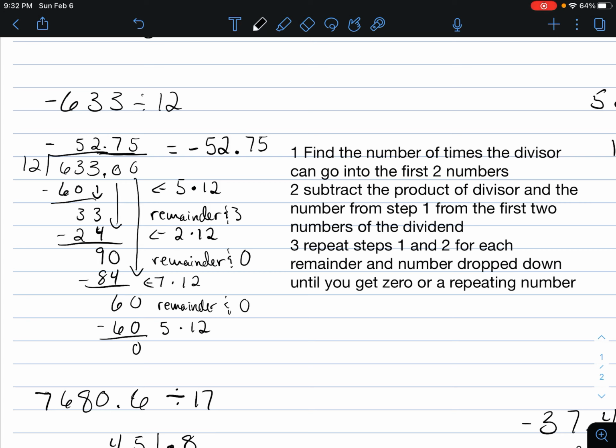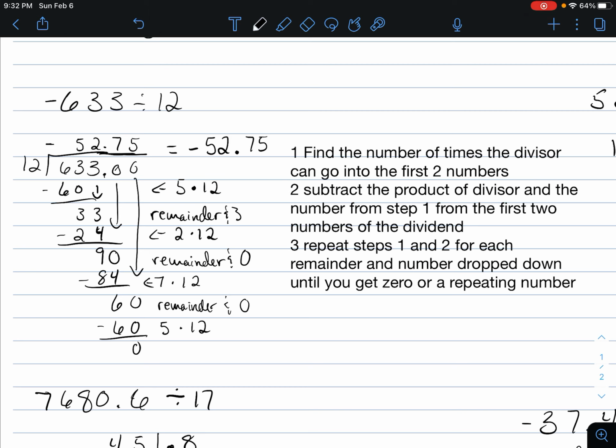First, find the number of times the divisor can go into the first two numbers. It could be the first number, but once again, 12 can't go into 6, so we go to the first two numbers. Anytime there's a double-digit divisor, it's going to be the first two numbers that you multiply by. So 12 can go into 63 5 times. 5 times 12 gives us 60. So 63 minus 60 leaves us with a remainder of 3.